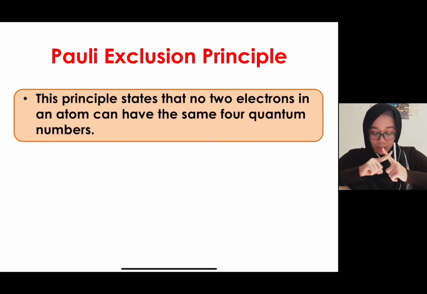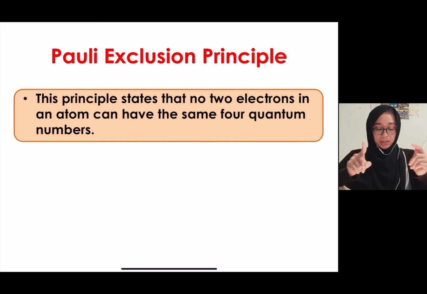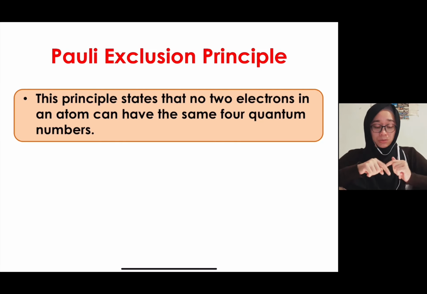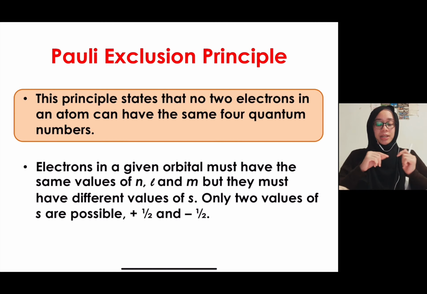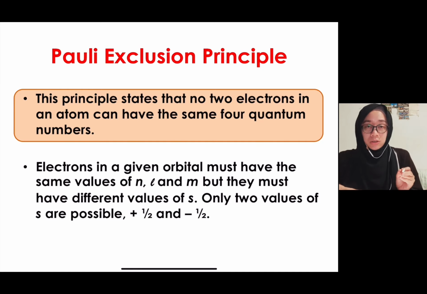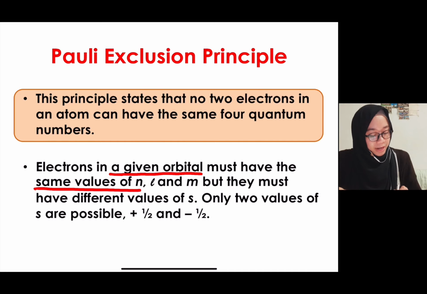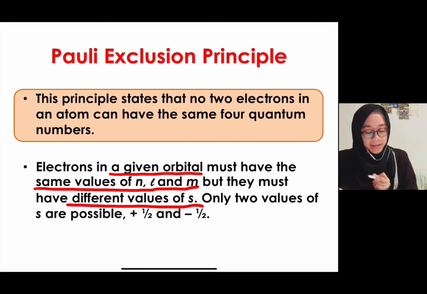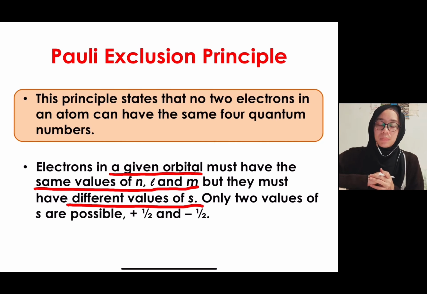So tak boleh. Okay, so tak boleh ada 2 electron having the same 4 quantum number. So what does it mean here? Okay, so electrons in a given orbital must have the same value of n, l, and m, but they must have different values of s. Okay, so electron yang berada di dalam orbital yang sama, okay, in a given orbital, they must have the same value of n, l, and m, but they must have different values of s. So only 2 values of s are possible, sama ada positive half ataupun negative half.